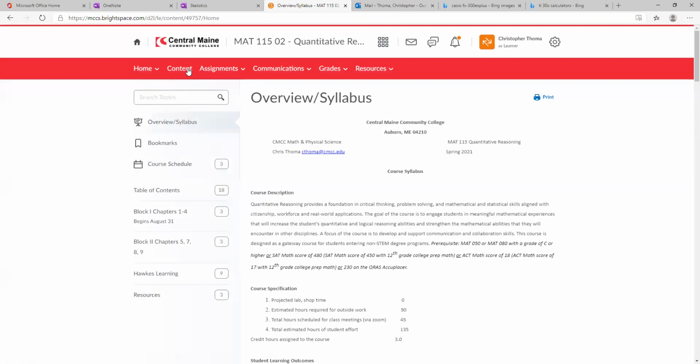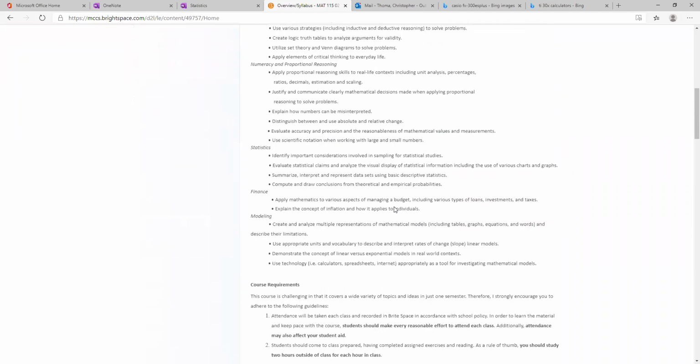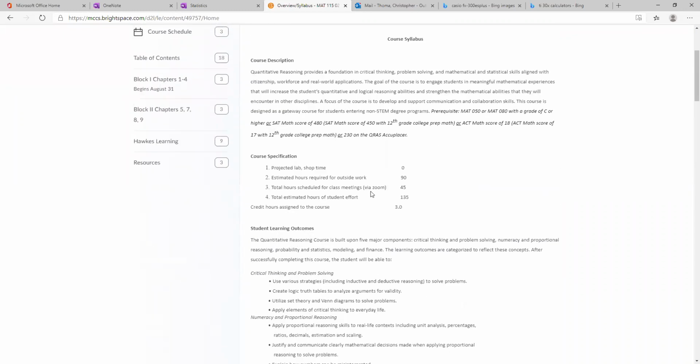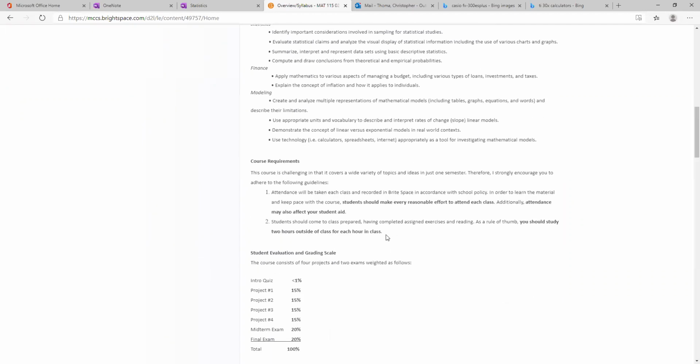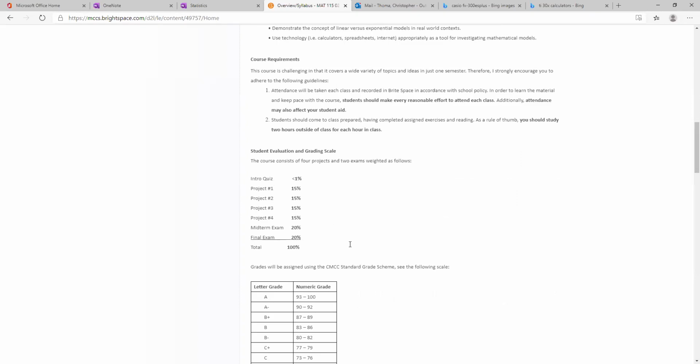This is where we have our syllabus, and your syllabuses are exactly the same. That's why I can have you all come together for this thing. So it breaks down what the course is, our learning outcomes, the requirements, our grading scale. So you can see our intro quiz, less than 1% of your grade. It does not mean a lot.